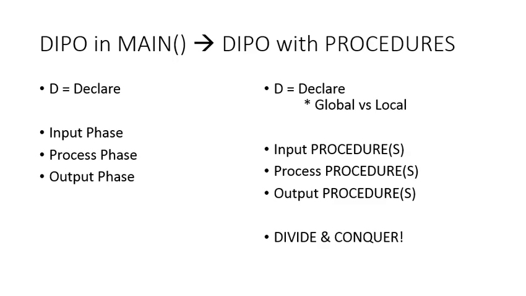Notice I use the word plural. I might only have one input procedure, but I may need many. May have one process procedure, or I may need many. Likewise with outputs. How many do you need? Well, it depends on how you want to break the problem down. It's entirely up to you, but the general rule is you need to divide and conquer the problem into small, manageable steps.